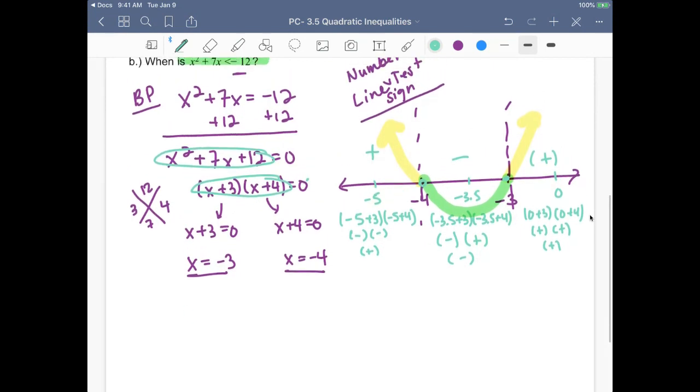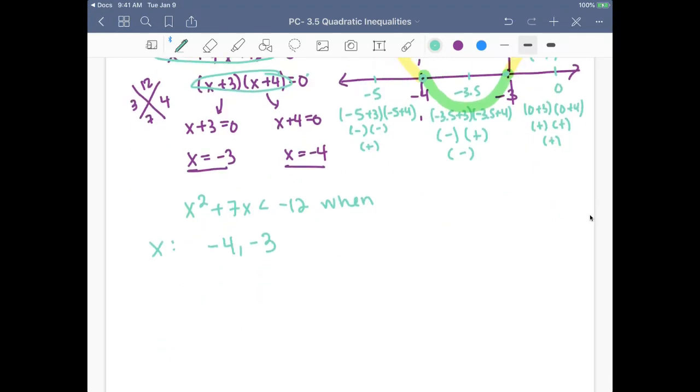Okay, so our original is x squared plus 7x is less than negative 12 when x is between negative 4 and negative 3. Do I use brackets or parentheses? I'm going to go ahead and use parentheses because we don't have our equal part. Okay. In set notation, negative 4 is less than x is less than negative 3. And that's it.